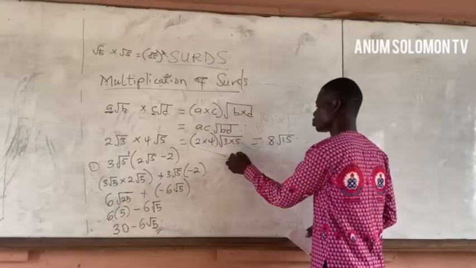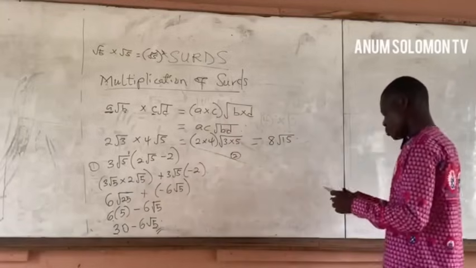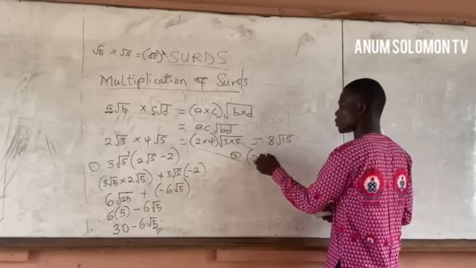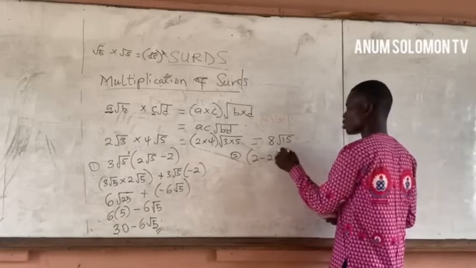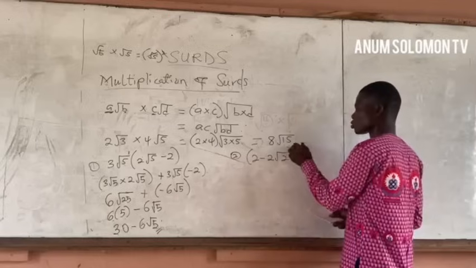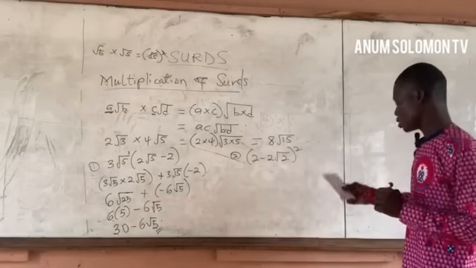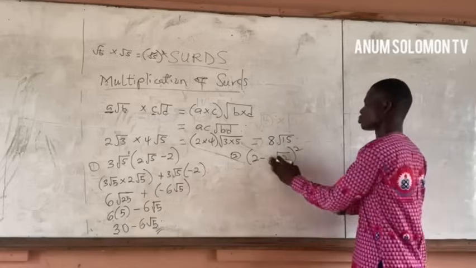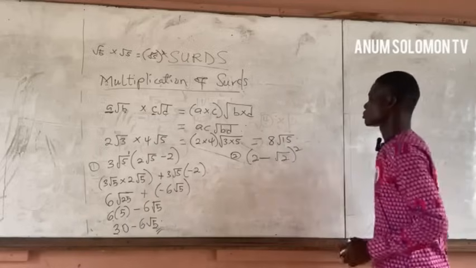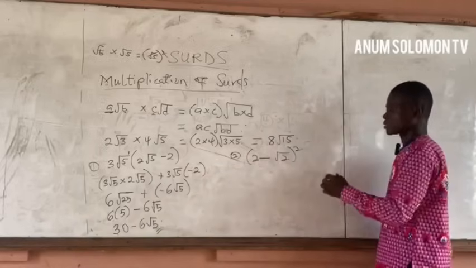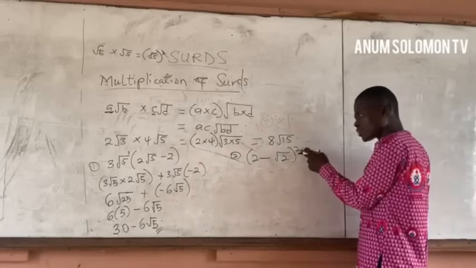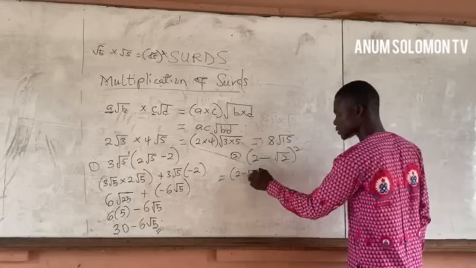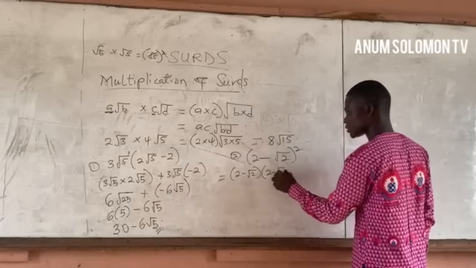So the problem number 2. Suppose we are to expand 2 minus root 2 all squared like this one. Meaning that the power here is 2. This bracket is multiplying itself how many times? 2 times. Like this.